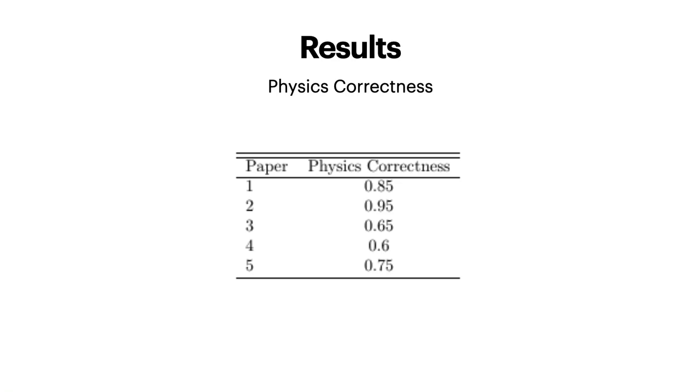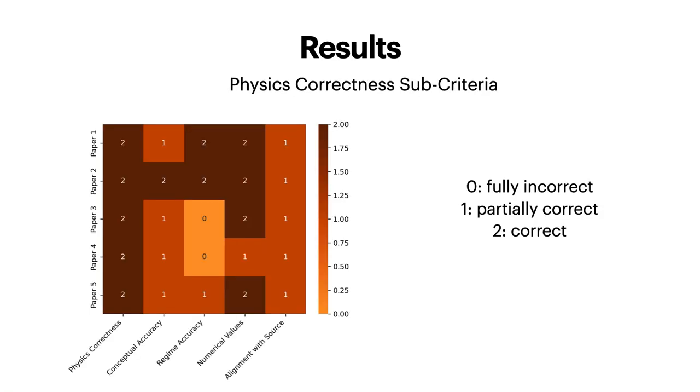This table summarizes the physics correctness scores for all papers. It can be seen that these scores achieve moderate to high performance across all papers. Shown here is a heat map of the various subcriteria used to calculate the physics correctness score. It illustrates which subcriteria that the model struggled with or excelled in, with scores ranging from 0 to 2.